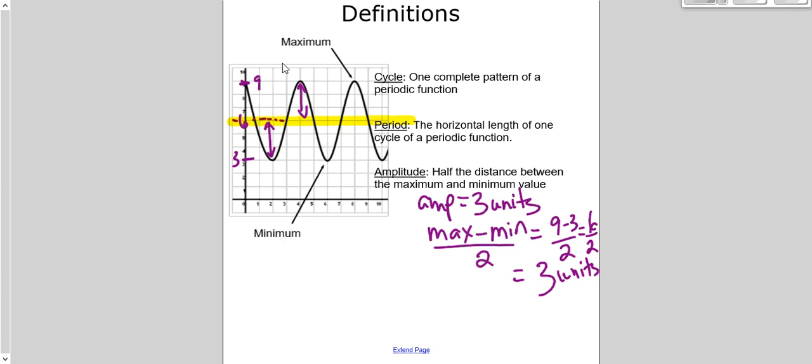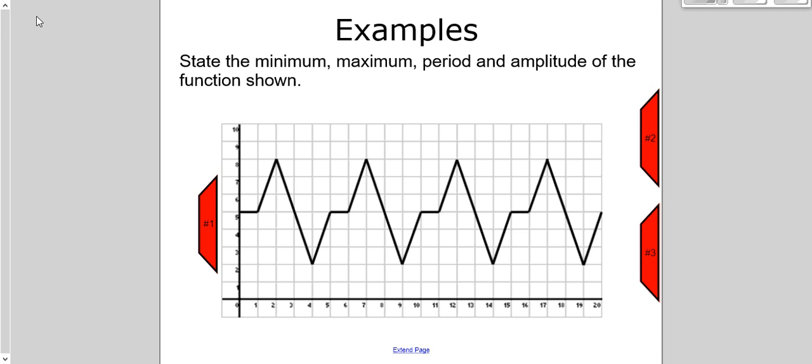Most of the time it's just as easy to look at your graph and pull it out, but if not, max and min, this gives you your amplitude. Okay, so let's take a look at just a couple of examples. State the minimum, the maximum, the period, and the amplitude of the function shown.